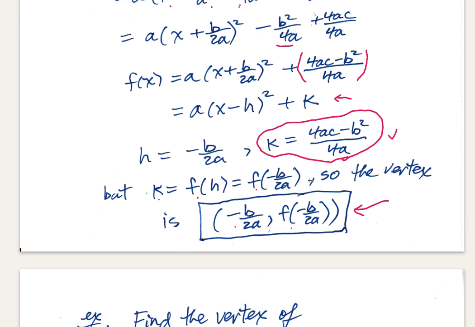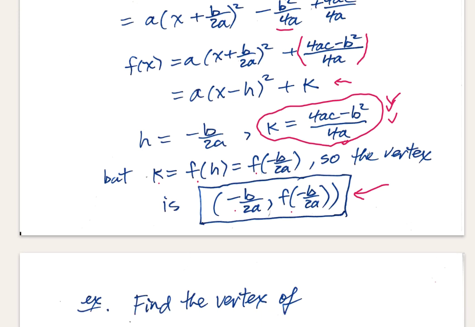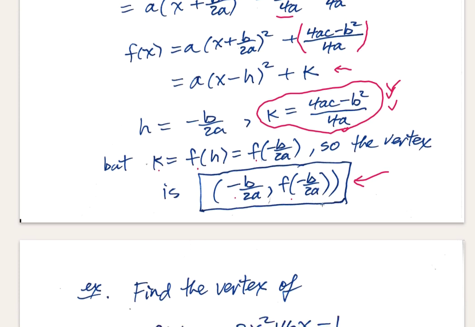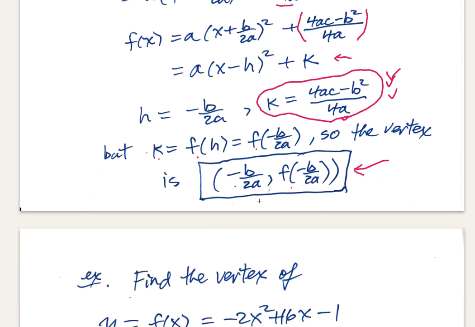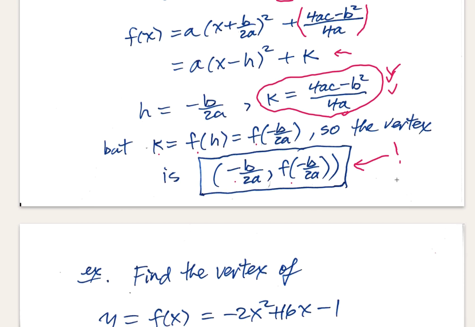Now, if you did actually evaluate f at negative b over 2a, you would get this formula up here, the 4ac minus b squared all over 4a. But this is much easier to remember, so that's the only reason I'm doing it this way. Now I put that in a box, so you want to memorize this. You want to remember that for exams: negative b over 2a, and then the function evaluated at negative b over 2a.